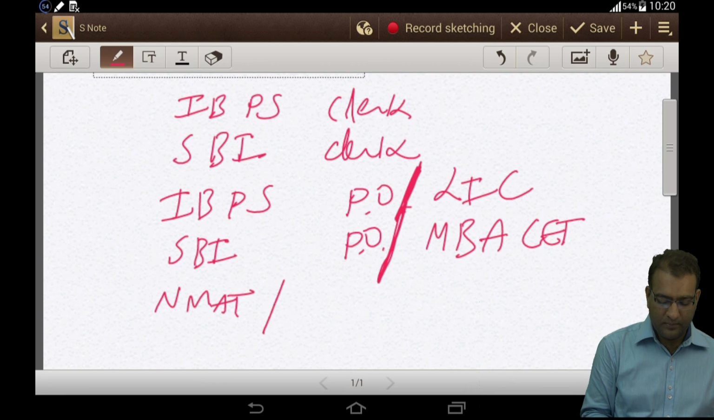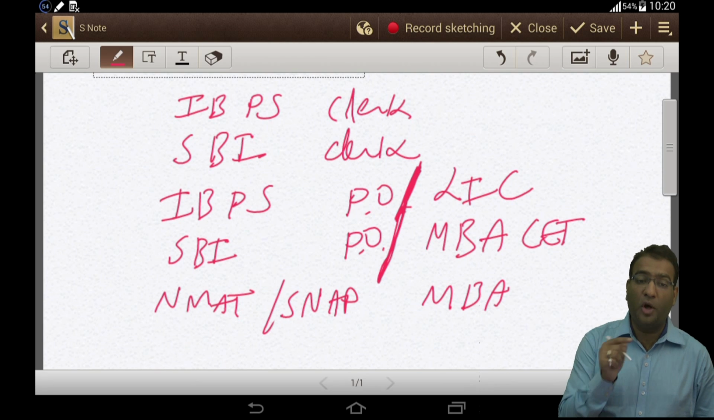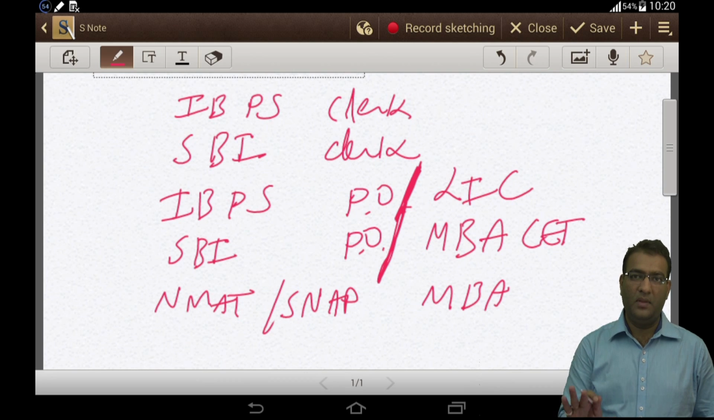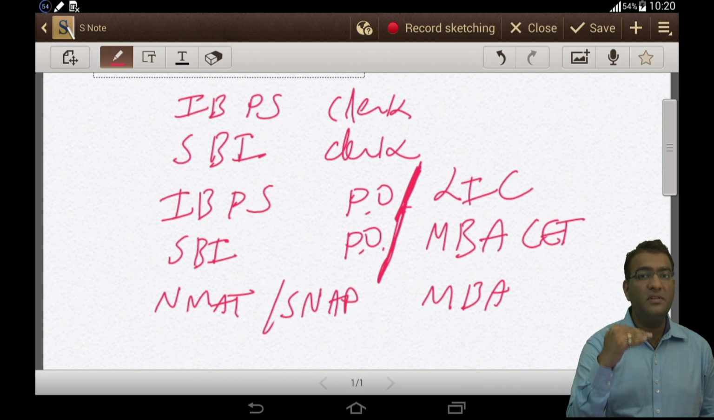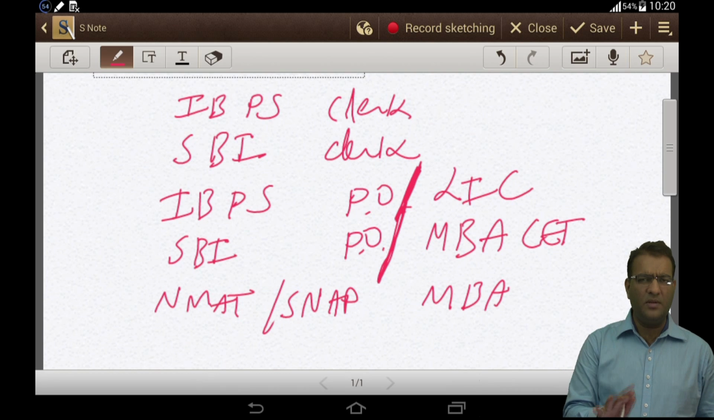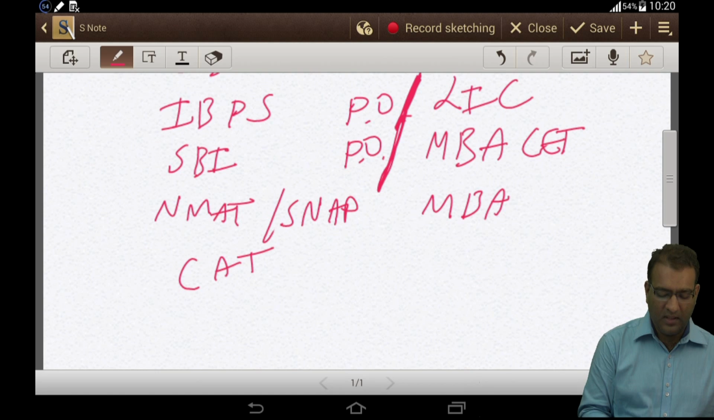NMAT and SNAP. Now these are MBA entrance exams. Please understand, the topics for NMAT and SNAP, which are MBA entrance exams, are also the same. They are the same. So what I'm discussing here is the difficulty level. Same topics, same subjects, different difficulty level. Then comes your CAT, which is again an MBA entrance exam.